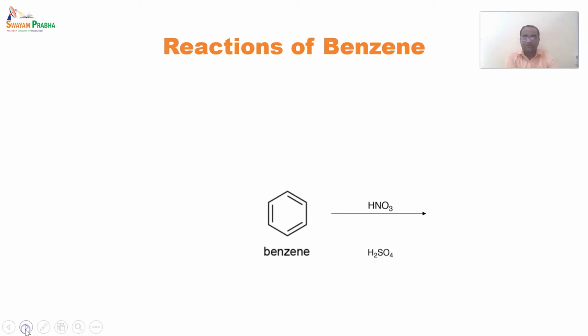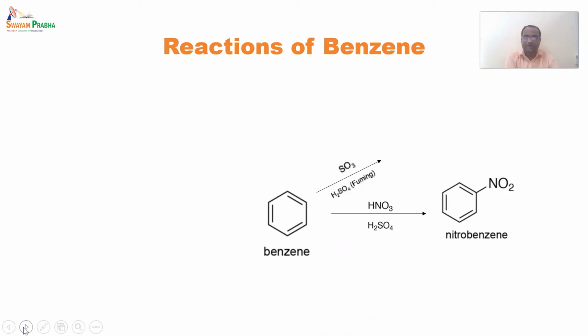So by using a nitrating mixture, that is HNO3 and H2SO4, benzene can be nitrated and it will form nitrobenzene. For generation of the nitronium ion, H2SO4 is required. Without that, it does not form the nitronium ion. So H2SO4 is required for nitration. After that, with sulfur trioxide and H2SO4, it forms benzene sulfonic acid.